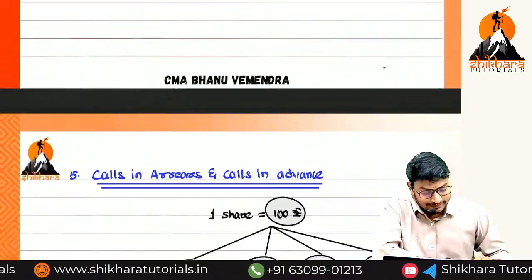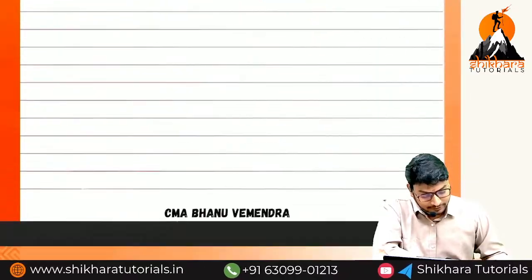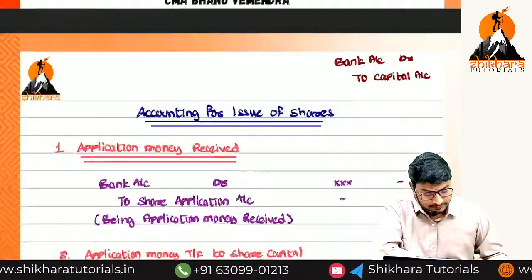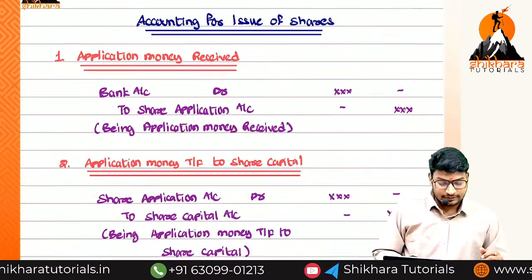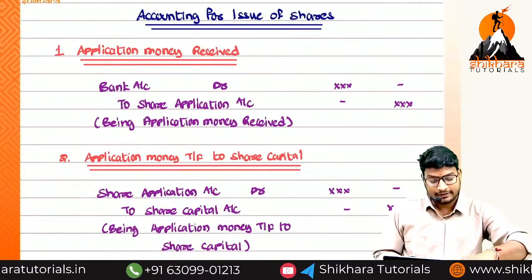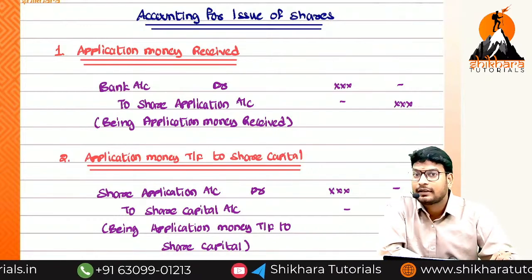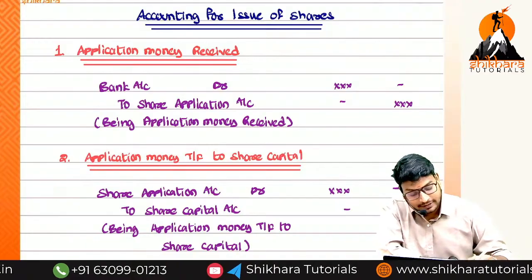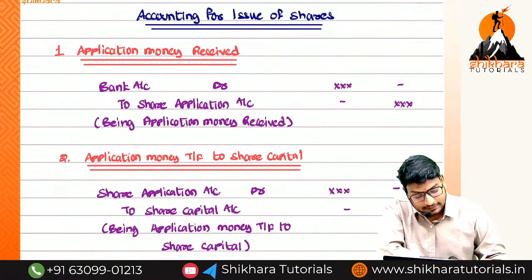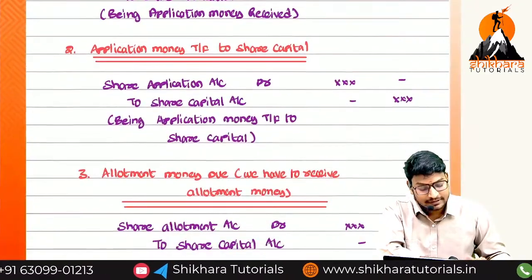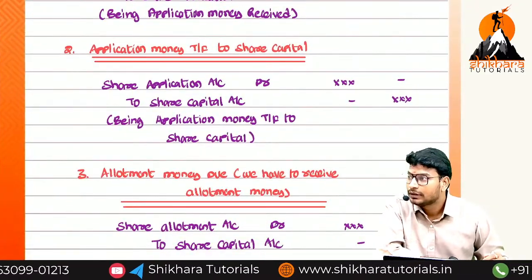So we are slowly discussing the topics, and we have completed how many examples? Three. First, we are going to revise the entries. What is the first step? We are going to collect the application money. What is the entry for the application money collection? Bank account debited to share application account. Then after, the application amount should be transferred to share capital.